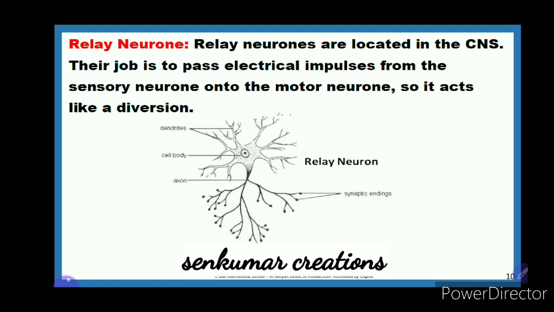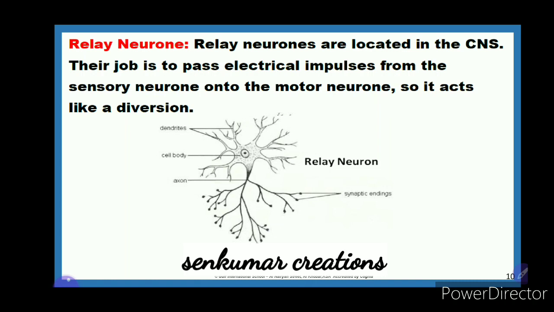So what's the function of the relay neuron? It is located in the brain. The sensory neuron brings the information to the brain, and this information in the brain is transmitted to the motor neuron by the relay neuron. So it connects the sensory neuron with the motor neuron. It's like a bridge between the sensory neuron and the motor neuron.